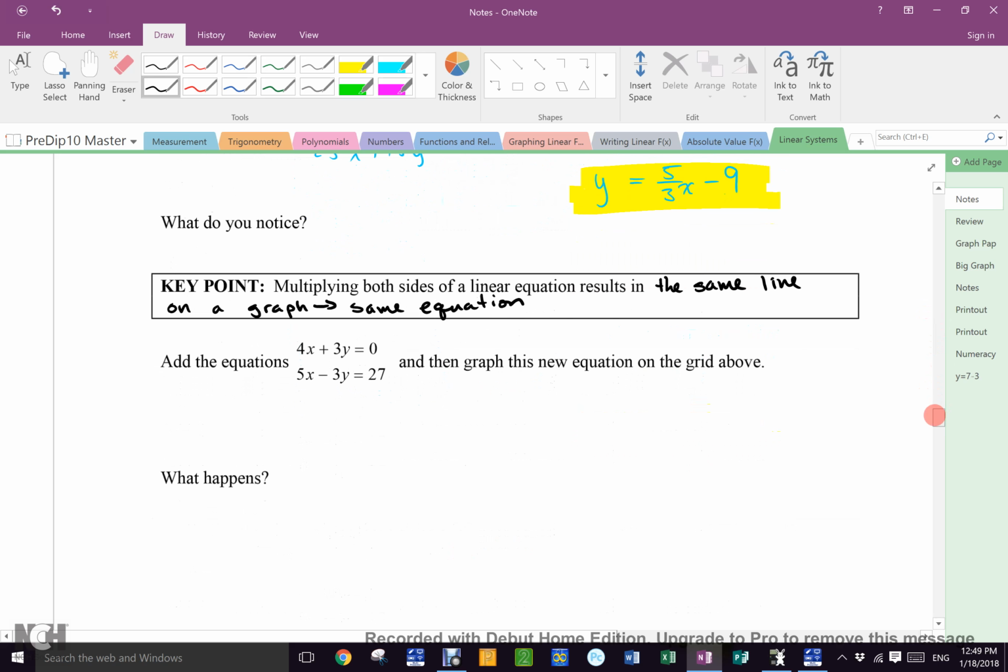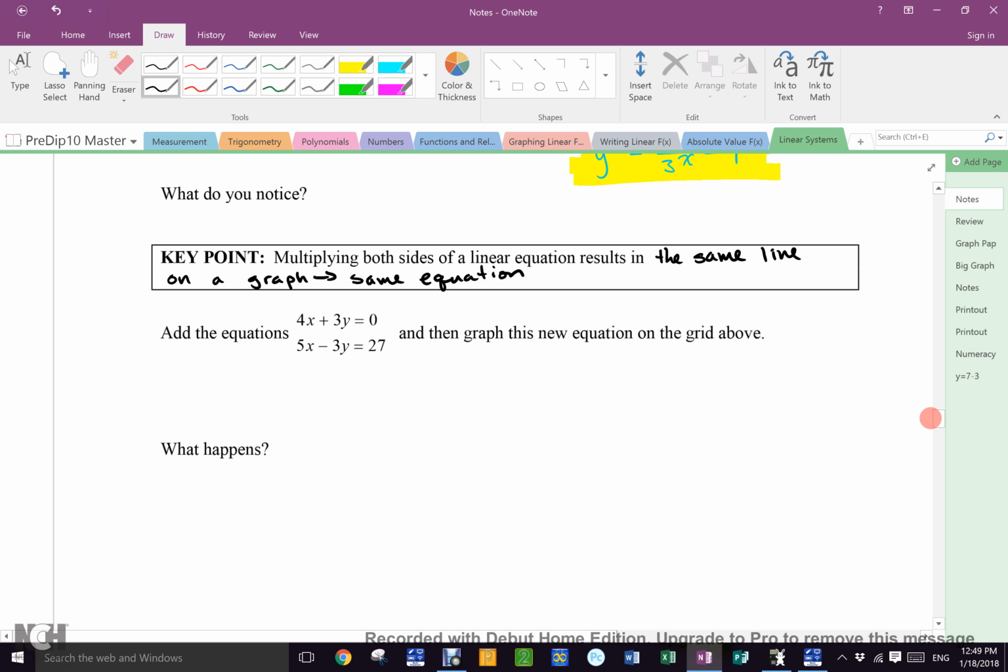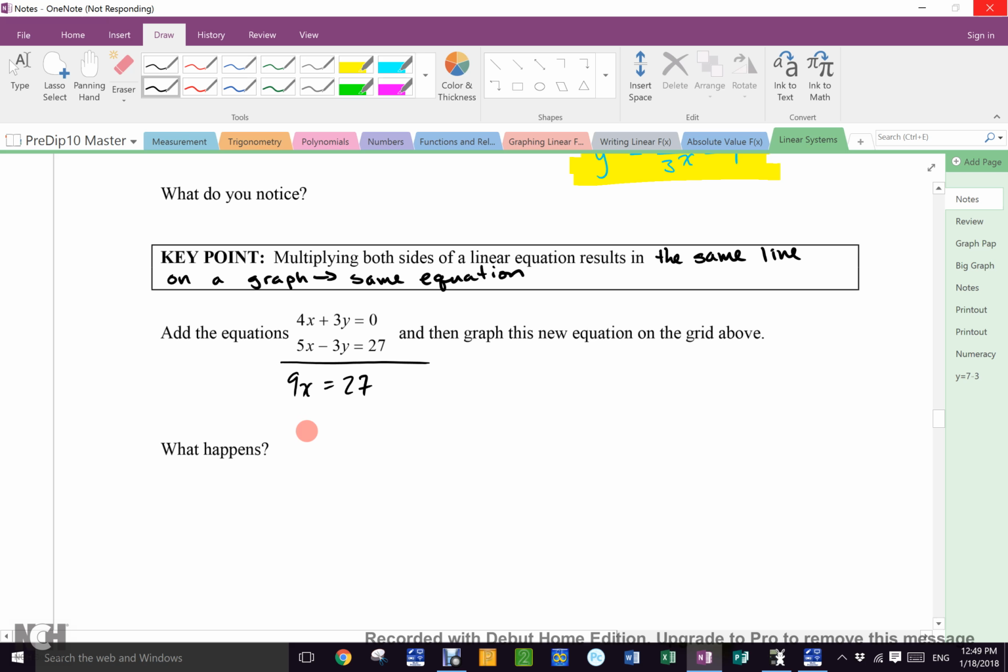Now, next thing. Add these equations and graph the result. So let's add the equations. What is 4x plus 5x? 9x. What is 3 plus negative 3? 0. What is 0 plus 27? 27. To graph that, I must get x by itself, yes? So what does x equal? 3. So what happened when I added them?